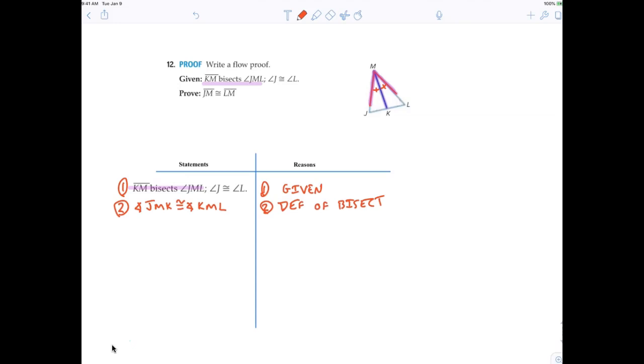Okay, now we can go back and say that angle J is congruent to angle L. Mark that because it was given. All right?